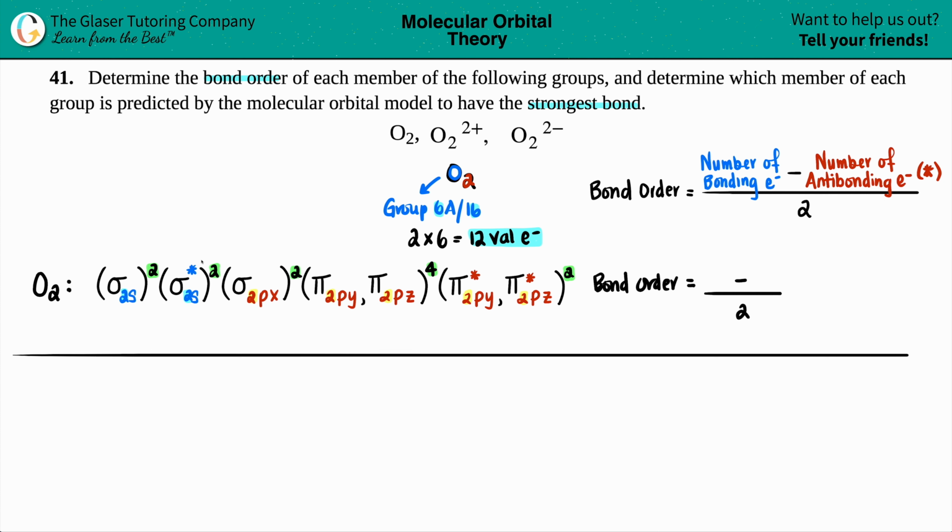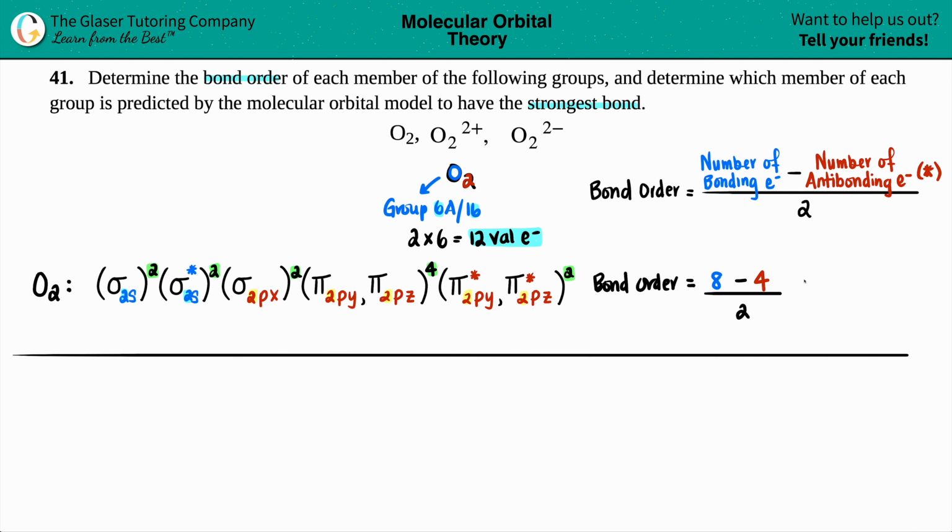Go for those stars first. They're easier. Here's a star. I got 2 electrons here. That's antibonding. And here are also stars. 2 electrons here. So I got 2 total electrons plus another 2. So I have 4 total antibonding. All the other ones are bonding. So I have 2 more, so that's 4. And then these are bonding as well. So I have 8. So I have 8 bonding and 4 antibonding.